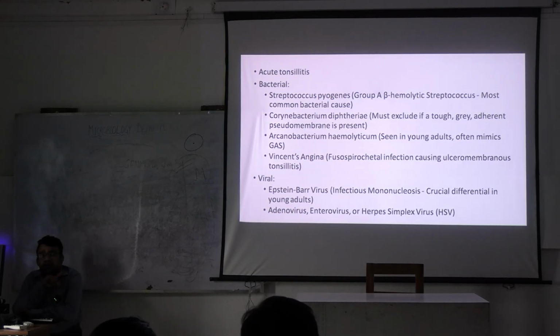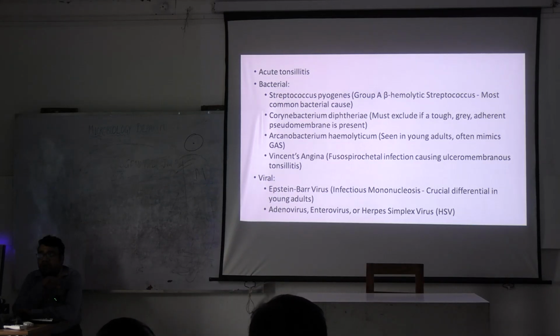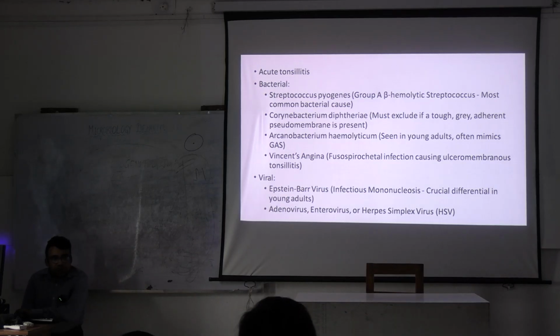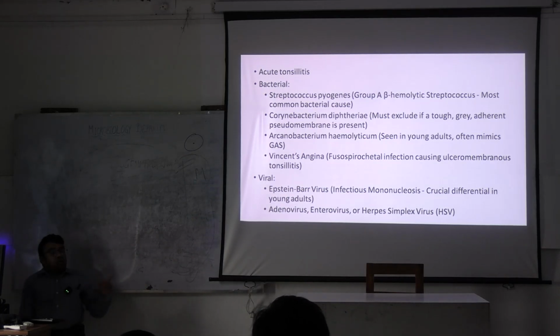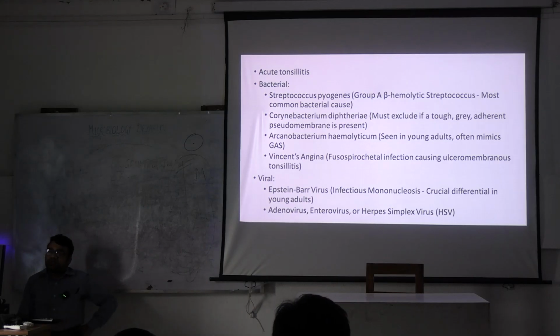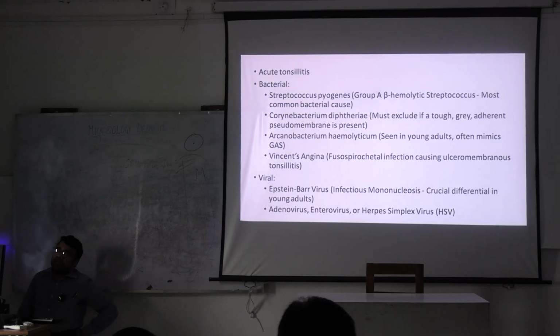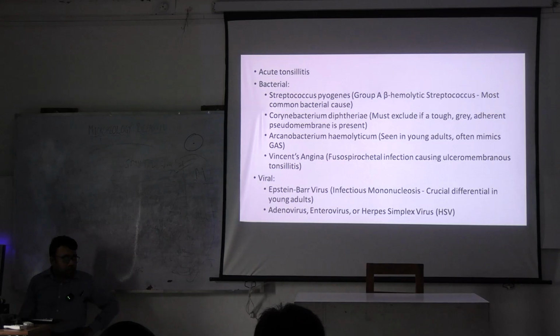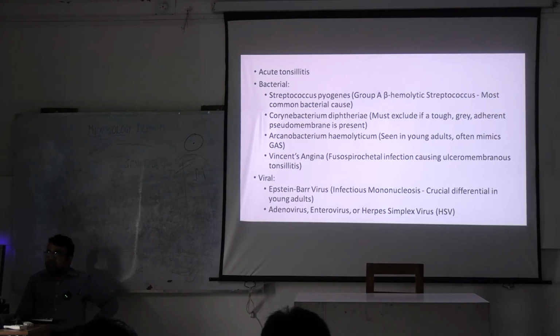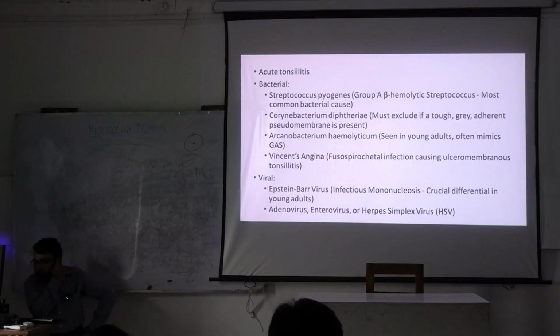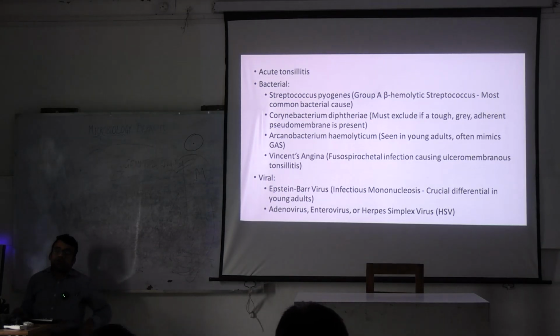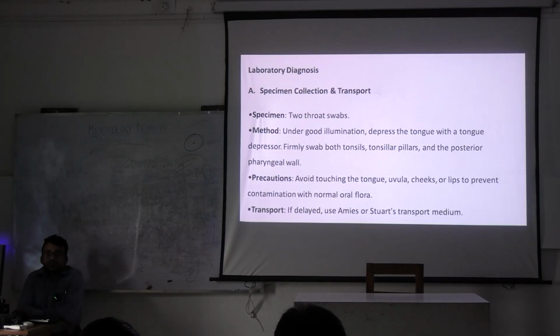First 3 are all causes of pharyngitis: Streptococcal, Corynebacterium diphtheriae, Arcanobacterium haemolyticum. All 3 are causes of pharyngitis. Etiology the same. Vincent's angina caused by fusospirochetal infection, ulcer or membranous tonsillitis, will come into your differential diagnosis. And as far as tonsillitis is concerned, Epstein-Barr virus, which notably causes infectious mononucleosis. Try to recall infectious mononucleosis, and adenovirus and enterovirus. These are the common causative agents of acute tonsillitis.